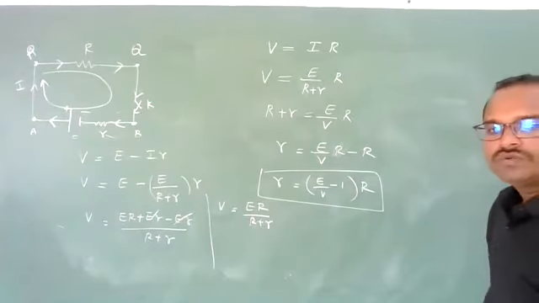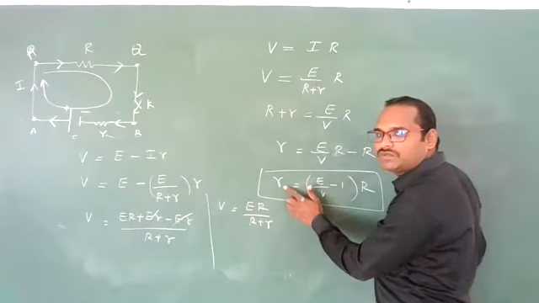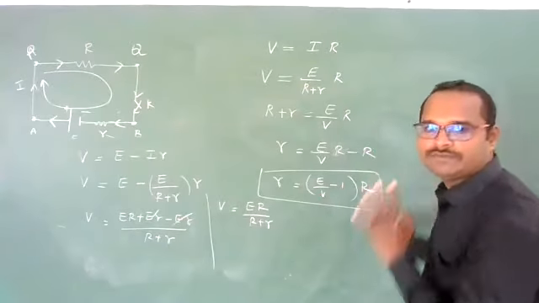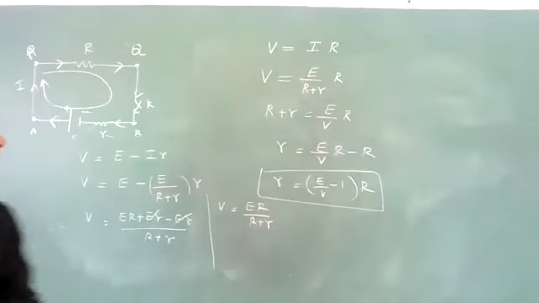So the internal resistance of a cell, small r, is equal to E by V minus 1, into capital R. Very important point. You remember this. Next.